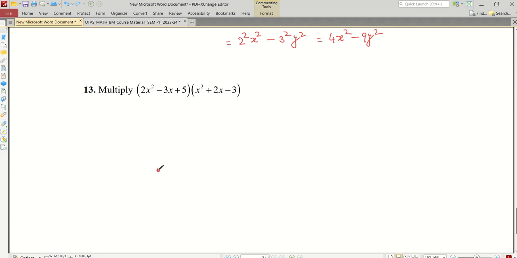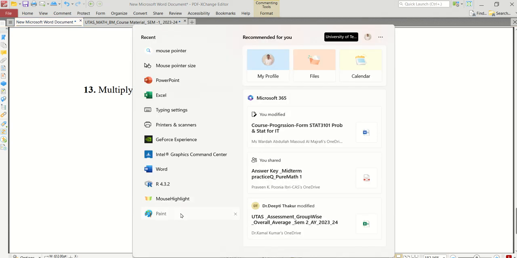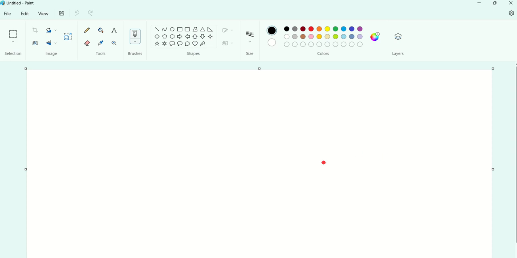Now this is multiply. First I will explain another question to you. If there is 7 written here and here 2x plus 3, how are we doing it? Multiply here and then multiply here. So 7 into 2 is 14x, plus 7 into 3, 21. This is the answer. Clear?